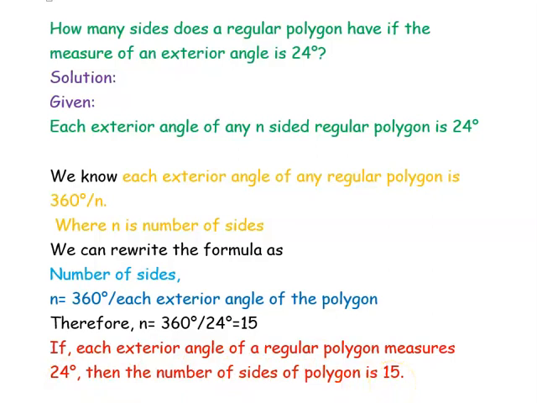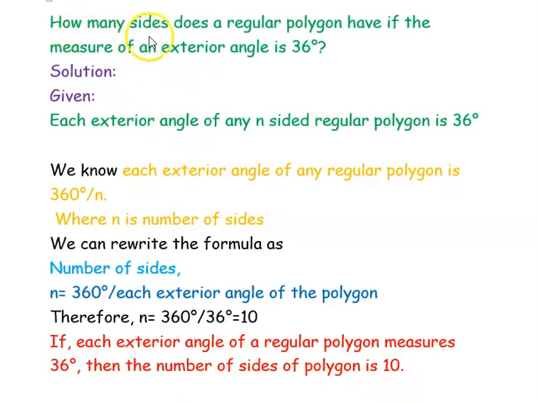Next question is, how many sides does a regular polygon have if the measure of an exterior angle is 36 degrees? So now it's given that the measure of each exterior angle of an n-sided, we don't know the number of sides, so we are taking it as an n-sided regular polygon, is 36 degrees. Now we know the formula, each exterior angle of any regular polygon is 360 degrees divided by n, where n is the number of sides.